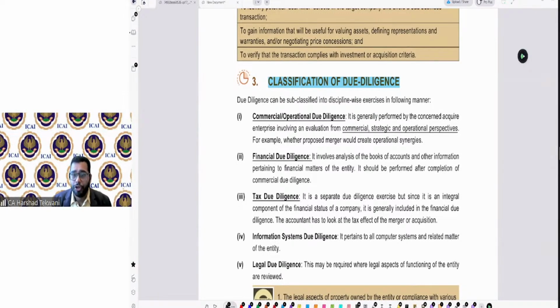Now there is one good question. I'll come on to that also, but let's take it now. Can an internal auditor perform due diligence? Can the internal auditor of a company perform due diligence? Very good question.